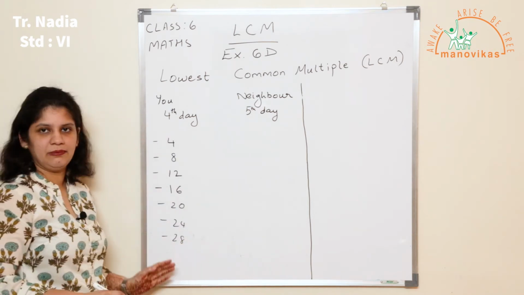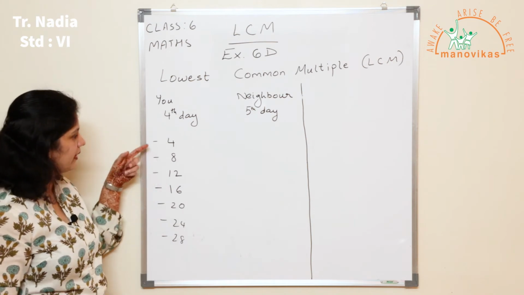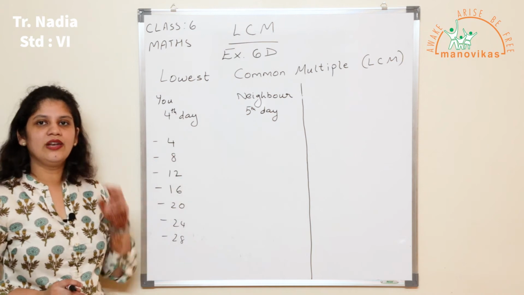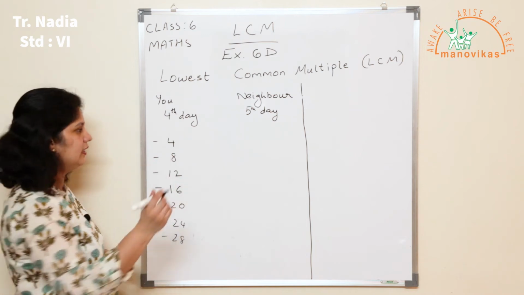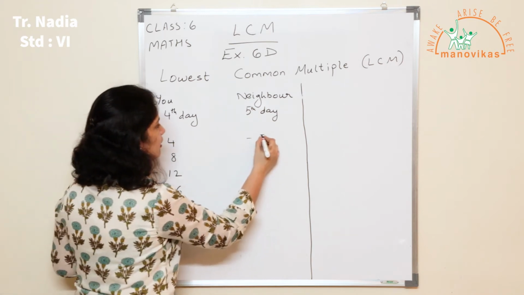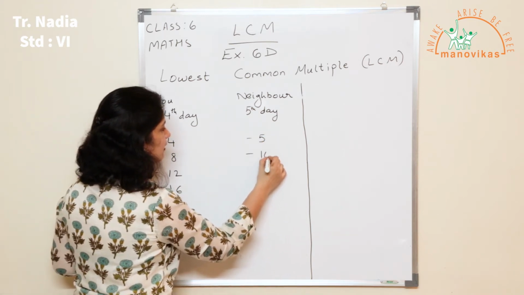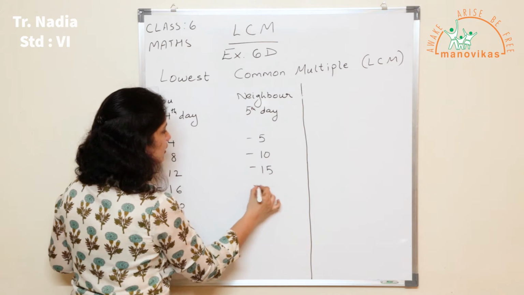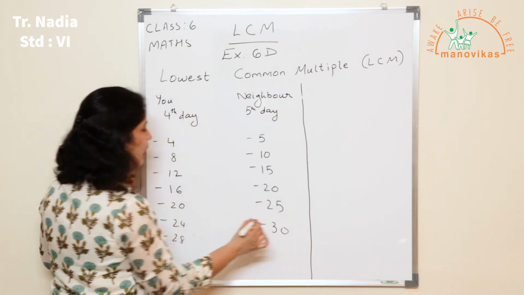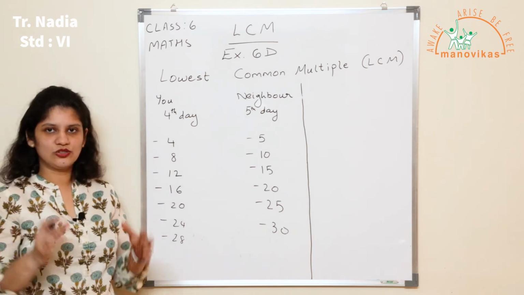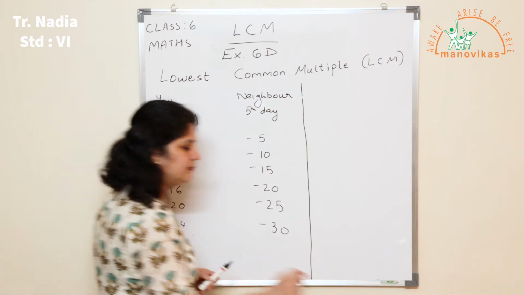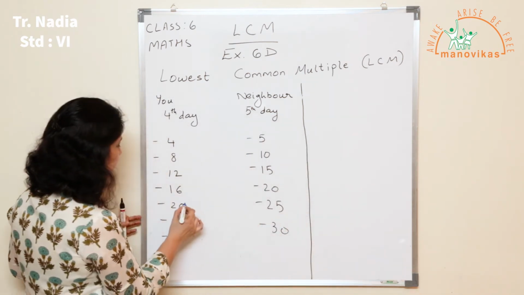Okay, these are all multiples of 4. You are going to visit the supermarket on 4th, 8th, 12th, 16th, 20th, 24th, 28th. Now your neighbor visits on every 5th day, so your neighbor will go on all the multiples of 5. He will go on the 5th of the month, then 10th, 15th, 20th, 25th and so on. Now when will you meet in the supermarket for the first time in the month? It will be on the 20th day of the month.